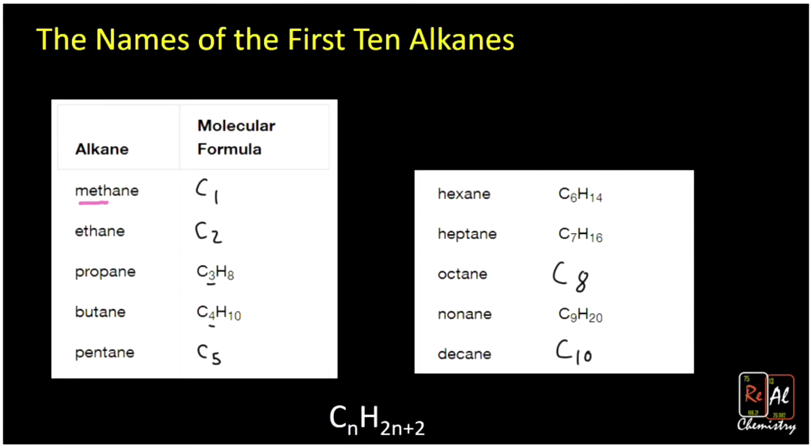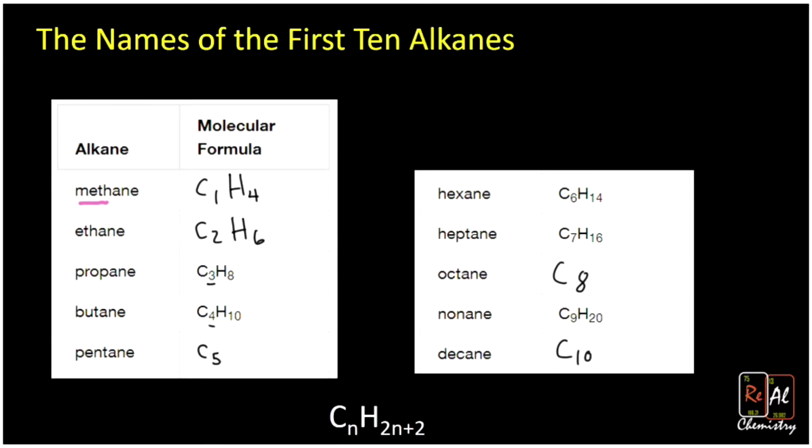So if I have 1 carbon on methane, then I multiply 1 by 2, and then I add 2 to it. So that's going to give me 4. So methane is CH4, just 1 carbon. Ethane is C2, and now that means my n is 2. If I multiply that by 2 and add 2, 2 times 2 is 4, plus 2 is 6. Why don't you pause it and see if you can think about what the rest of those formulas would be.